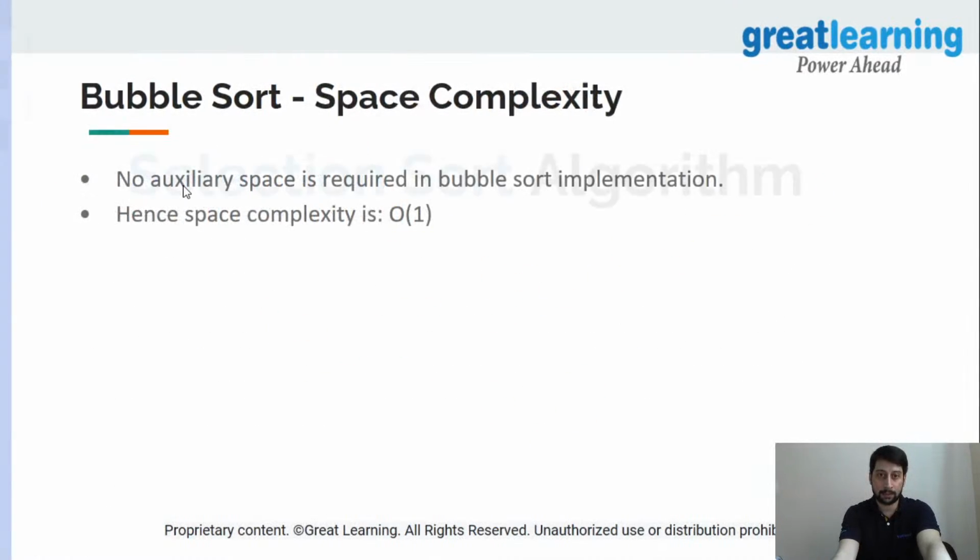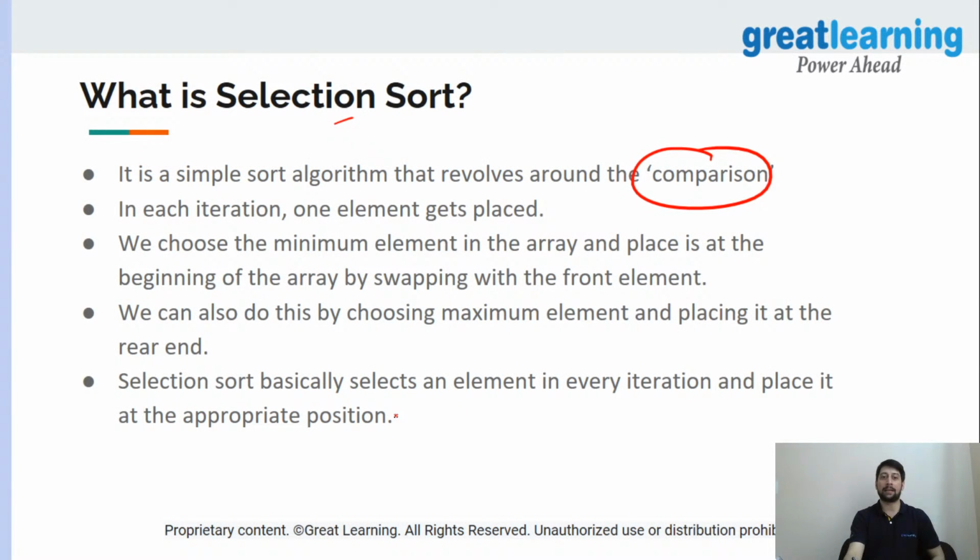Okay, so now let's move on to selection sort. In each iteration, one element gets placed, and that is basically what we are doing. We'll pick one element and compare it with all the elements. The element which we picked will be the minimum element in the entire array, and then we'll swap that element with the first position. In the first case, we'll swap it with the first element, and that first element will be fixed.